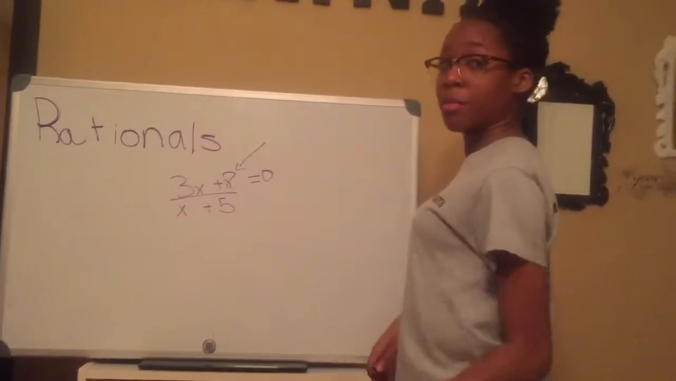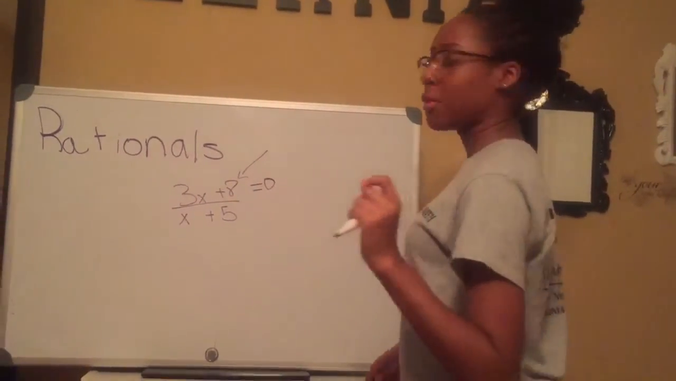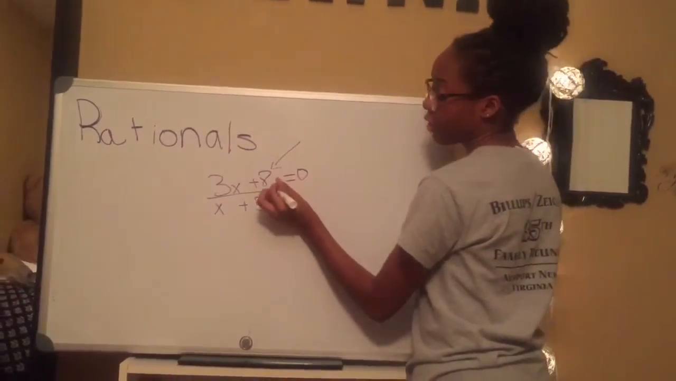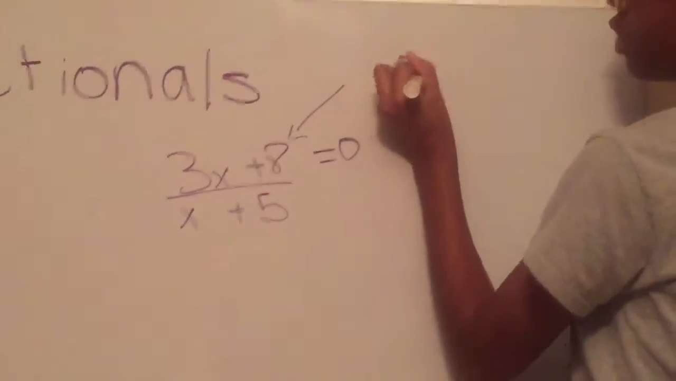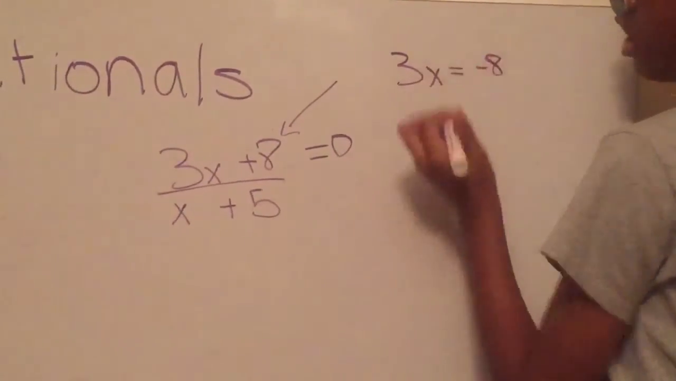You want to stay away from x's, but stay with positive numbers. So you're going to bring this number over, and it will give you 3x equals negative 8.